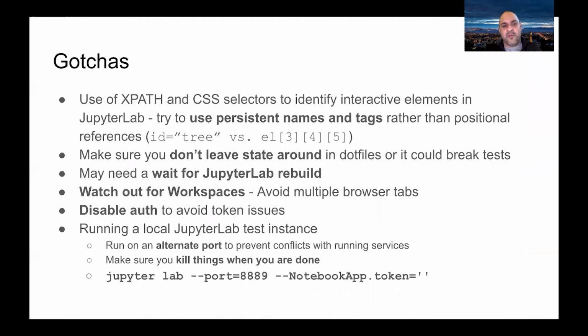So, before we move further, I just want to give you a few gotchas in terms of what you want to be careful of when you're doing things in Selenium. So the first thing I want to point out is make sure that your tests actually are using persistent names and tags rather than positional references, which Lavanya just showed you. The other thing to do is to make sure you don't leave state around in doc files. So in the case of our favorites extension, we'll often leave like the marked favorites in there. So you want to start from a clean state as much as possible. When you're running your tests, you may need to wait for a JupyterLab rebuild because JupyterLab likes to rebuild its assets sometimes.